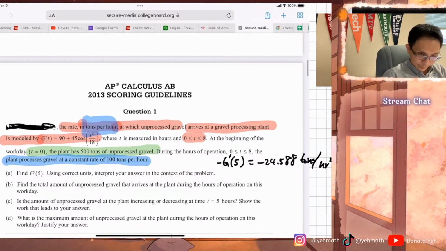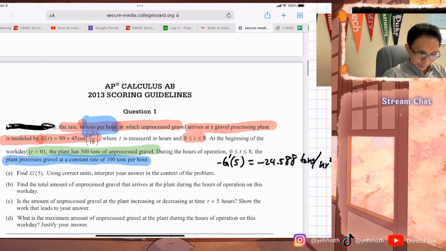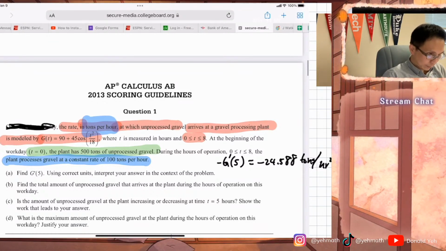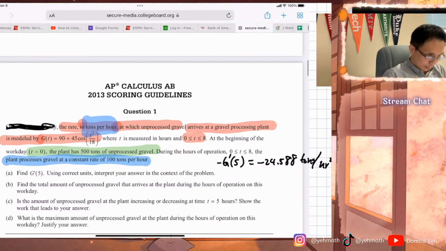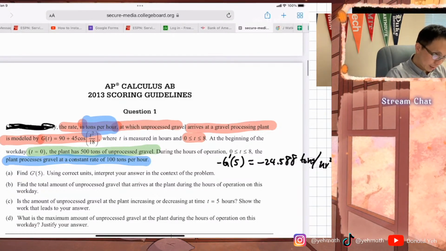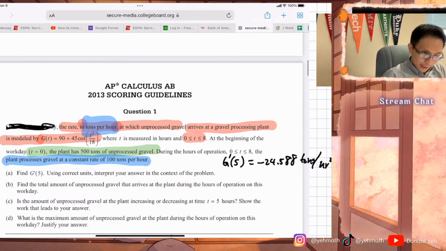Why do you think G would be negative? G prime of 5 negative. Why do you think that square root of 8? That's the calculator. Give it to me. I didn't make that. Oh, like the letter. Oh no, that's not what I want to do. Oh, okay.